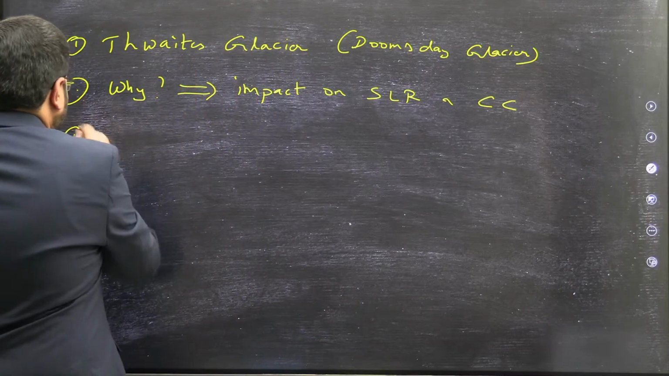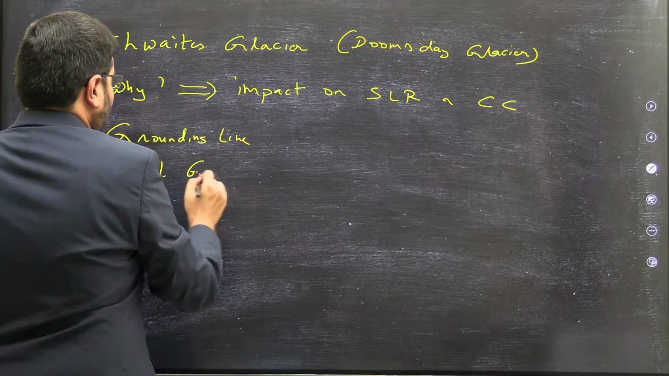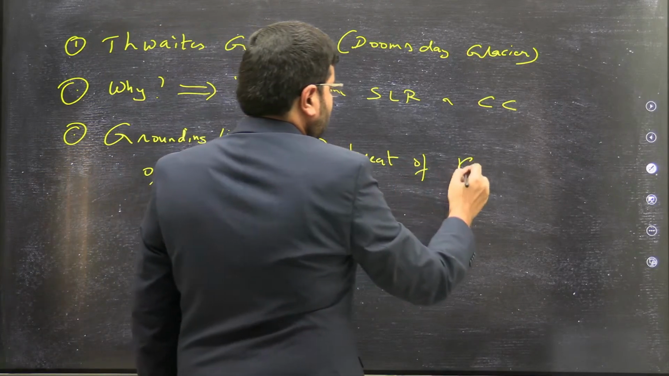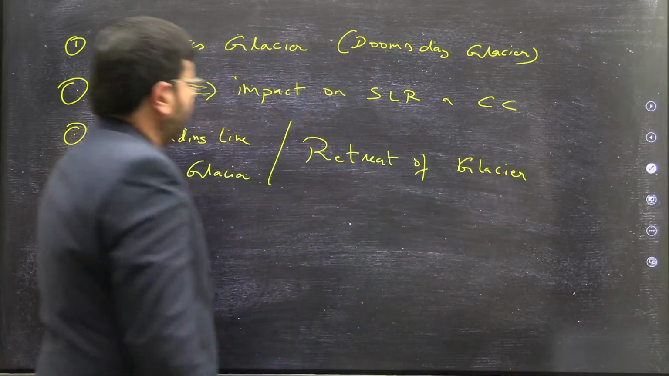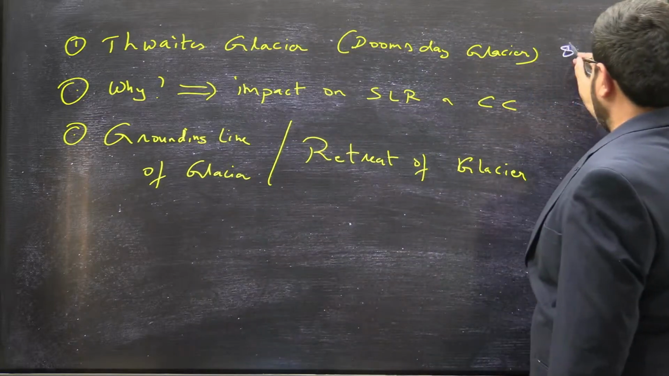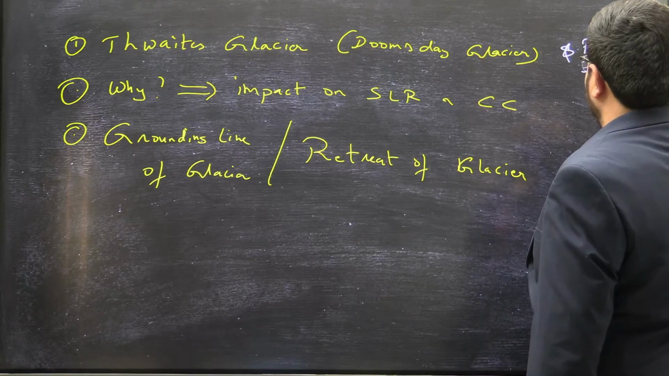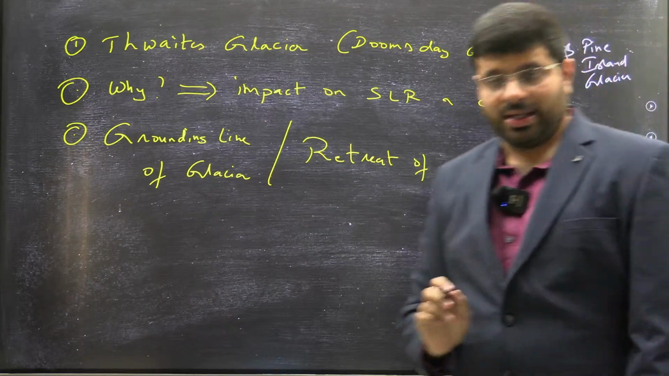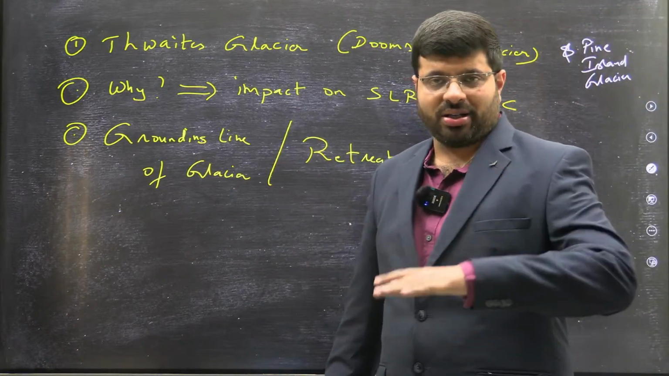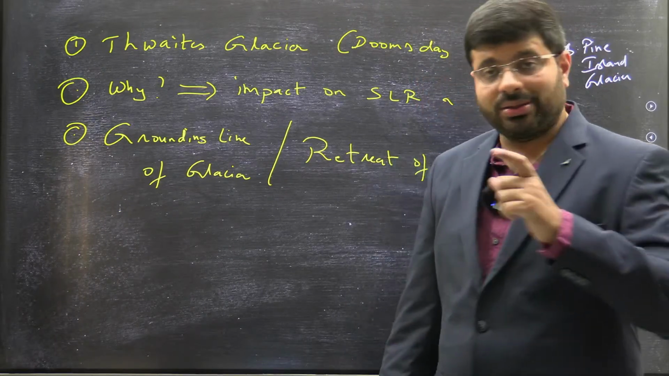And you need to remember a concept: what do you mean by the grounding line of a glacier? Or what do you mean by the retreat of glaciers? Okay, Thwaites Glacier is called the Doomsday Glacier. Another one, Pine Island Glacier, together on the west coast of Antarctica. So the grounding line of the glacier, the bedrock, is the thing which will indicate the impending climate change. That you need to remember.